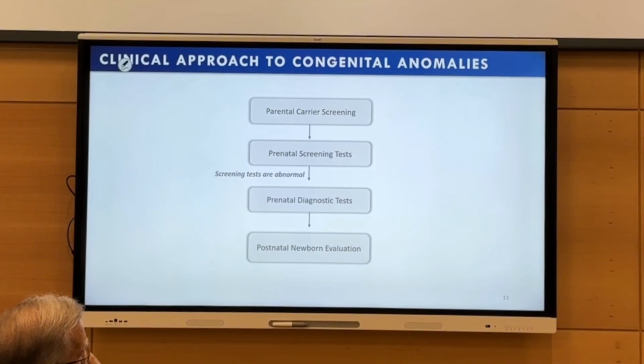So when you do the NIPT, at 10 weeks? In which trimester? 10 weeks. For which group of patients?